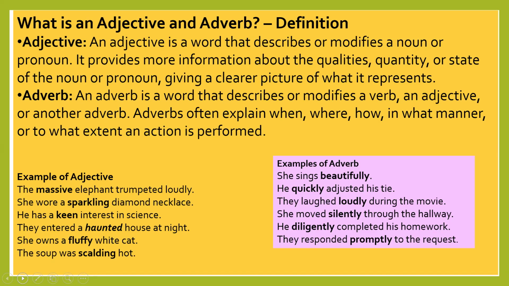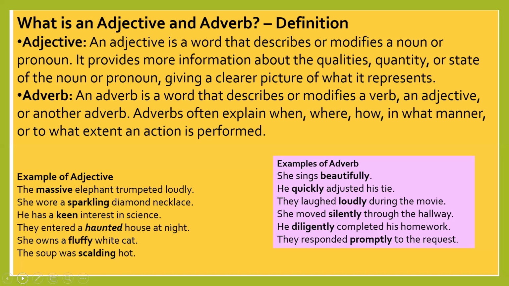A few examples of adjectives and adverbs are given. The massive elephant trumpeted loudly. Massive is an adjective which is describing the elephant. Sparkling diamond necklace: necklace is a noun, and sparkling is an adjective. Next example, he has a keen interest in science. So interest is a noun and keen is an adjective.